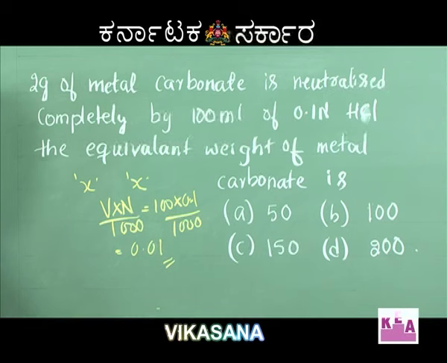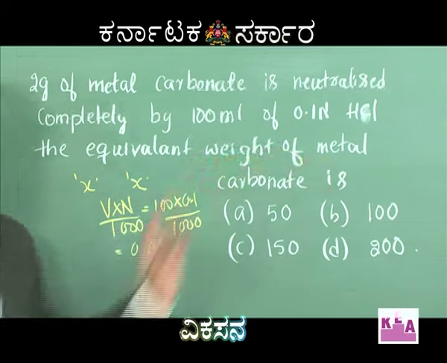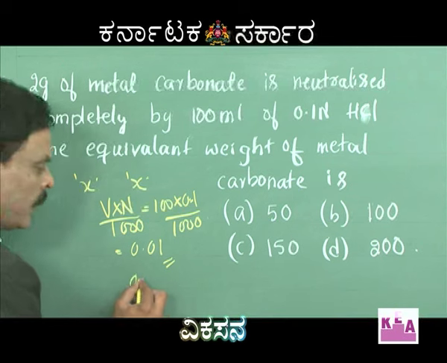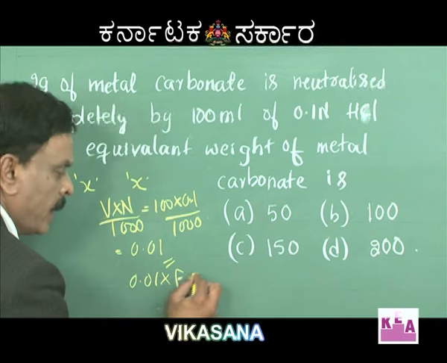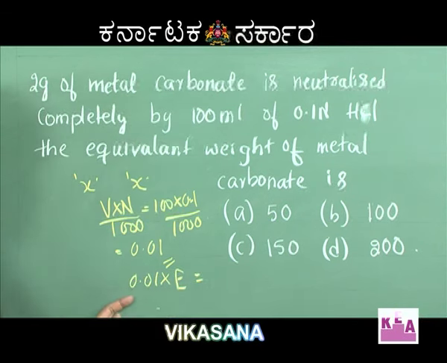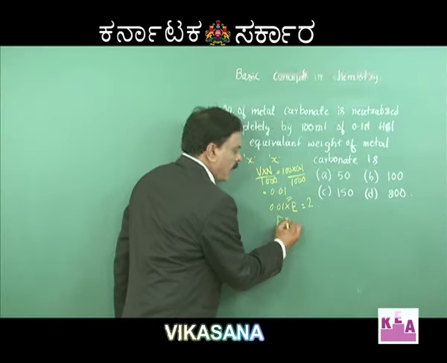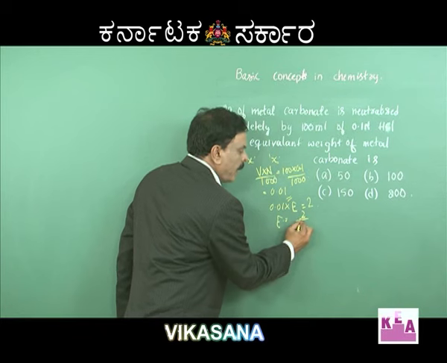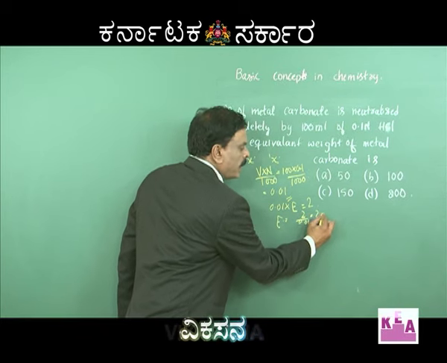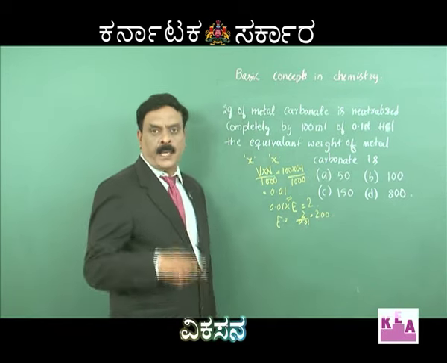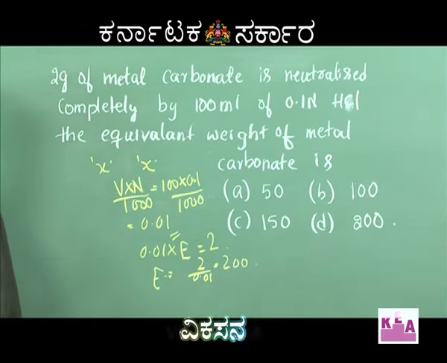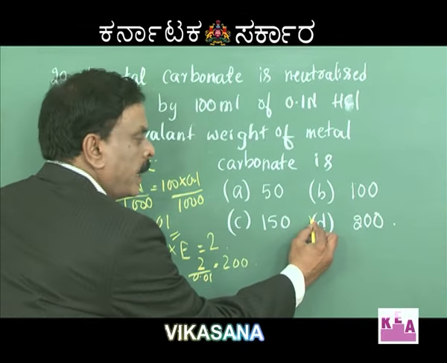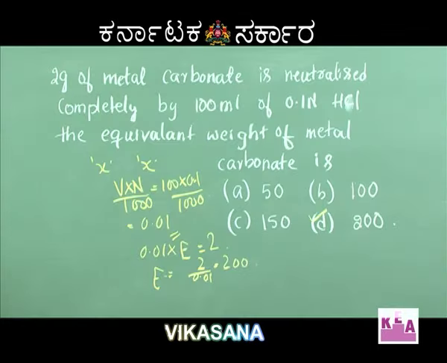But what is asked is the equivalent weight of metal. And please note that 0.01 into E, that is number of equivalents into equivalent mass, should be equal to the mass of the substance, which is equal to 2. And therefore, the equivalent mass of metal carbonate will be 2 by 0.01, which is 200. And hence, the correct answer for this particular question is option D, that is 200.